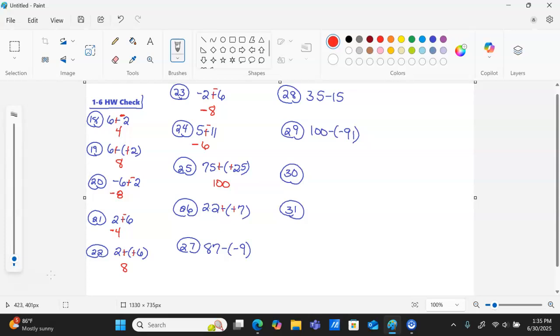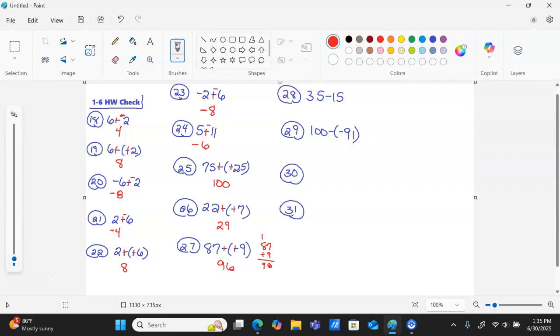Change the signs and add. 22 and 7 are both positive, so we add and keep the sign. 87 and 9, they're both positive. 16 carry the 1 would be 96, so it's positive 96.